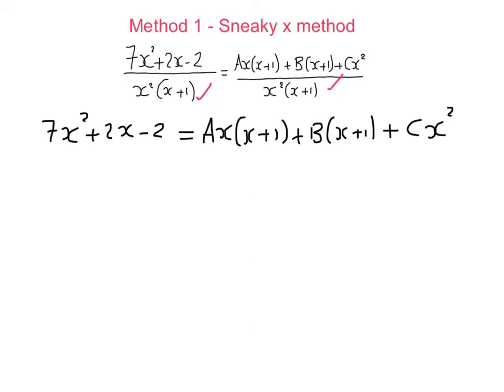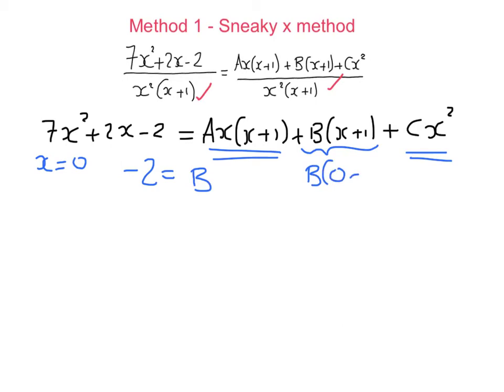So if it's true for all x's, then it must be true when x is 0. Let's have a look at what the left-hand side is when x is 0. Well, that's easy, it's minus 2. The right-hand side will be, I think if x is 0, we literally just get b, because the cx squared will be 0, the ax times x plus 1 will be 0, and then in here we'll get b times 0 plus 1. And so I found b. Hooray! That was really easy.